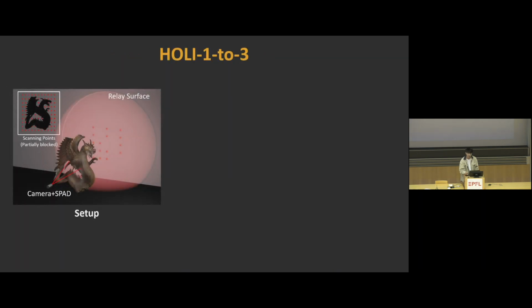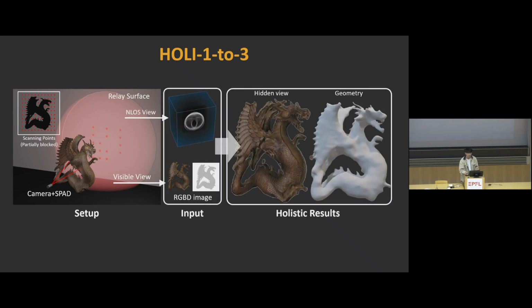So instead of reconstruction, we cast the problem as generation, where we impose NLOS transients as controls in 3D generation. System-wise, our Holy 123 integrates a SPAD system and a camera. For the visible part, the camera captures the RGB imaging, and the SPAD system, just like a LiDAR system, can capture the depth map from the front view. For the NLOS part, we can use the SPAD system to capture the NLOS transient for further 3D generation.